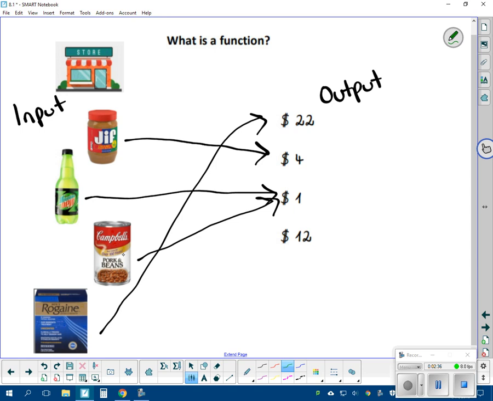So looking at the way we had it at first, is it okay if your output has more than one input? Yeah, that's okay. You can have two items that cost the same amount. Think about if you go to the dollar store. Everything costs $1. That's allowed. But what you can't have is one item costing two different amounts. So you've got one input value going to two different output values. That's what we don't want.